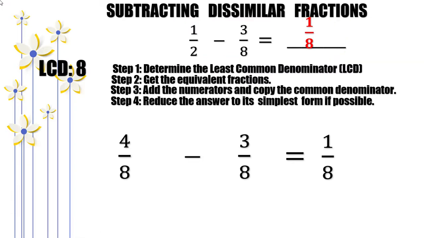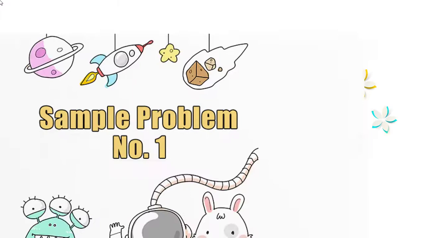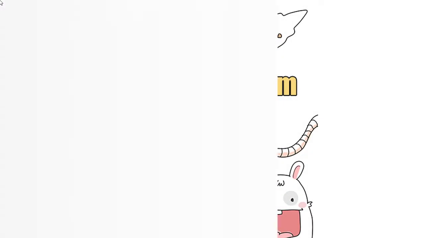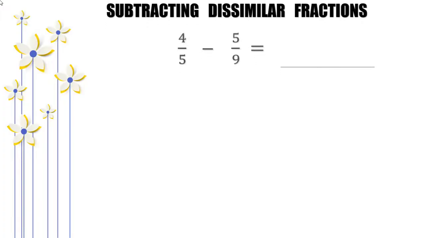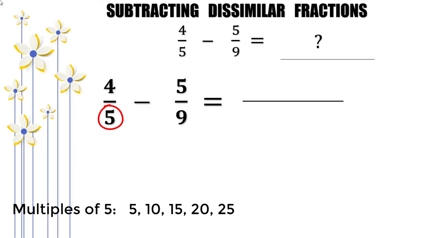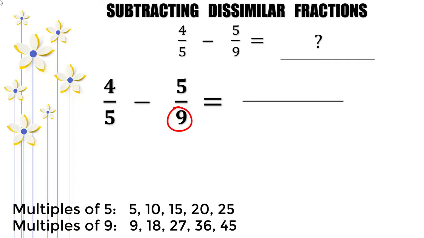Method number 2. Sample problem number 1. 4/5 minus 5/9. First, we need to find the least common denominator. Multiples of 5: 5, 10, 15, 20, 25. Multiples of 9: 9, 18, 27, 36, 45.